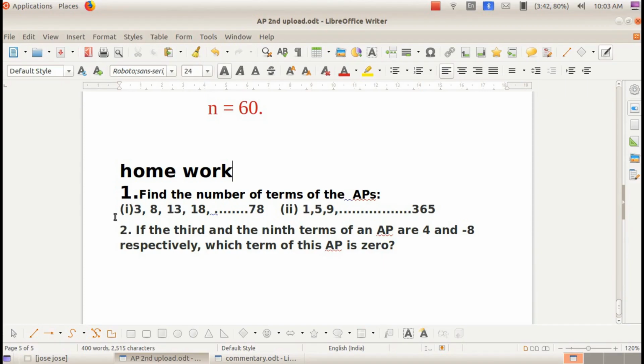The first type is finding the number of terms of an AP. That you can do with the formula. Then the second question is: the third and the ninth terms of an AP are 4 and minus 8 respectively. Which term of this AP is 0?